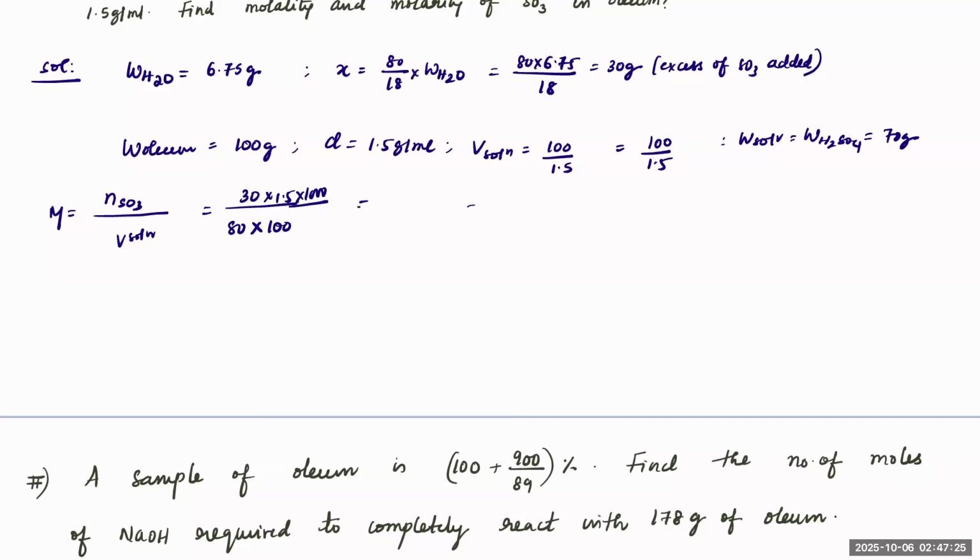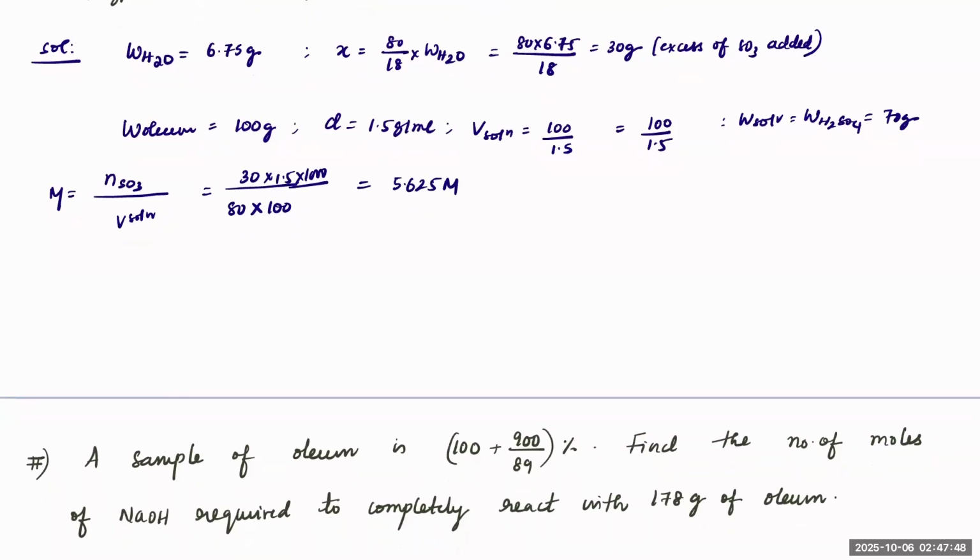Right. So let me check how much we are getting. So 30 into 1.5 into 10 divided by 80. So 5.625 molar. Now we got the molarity.